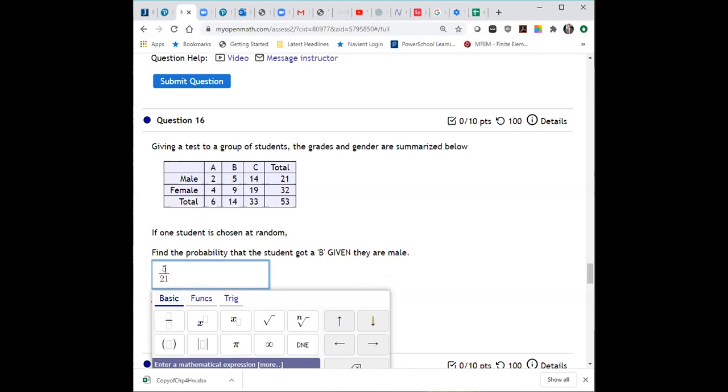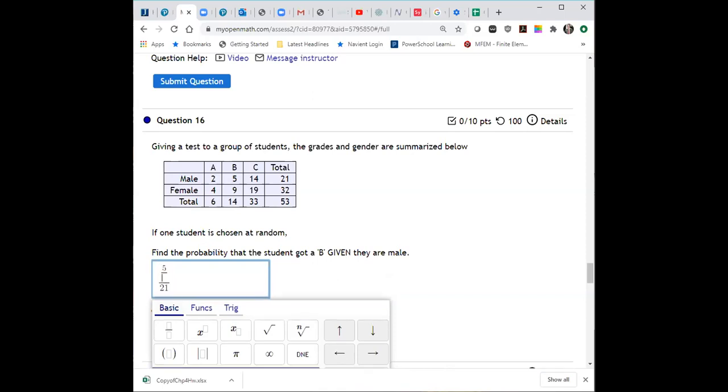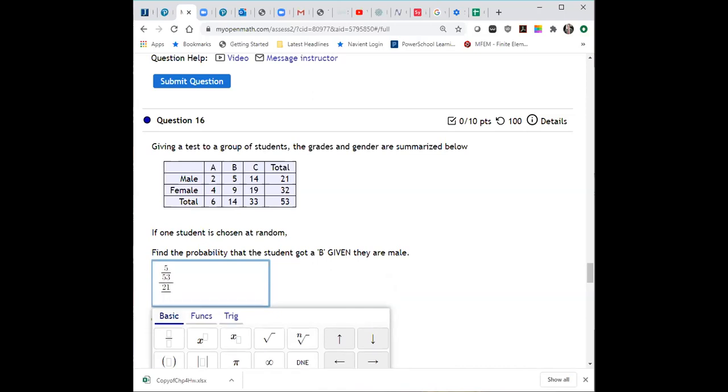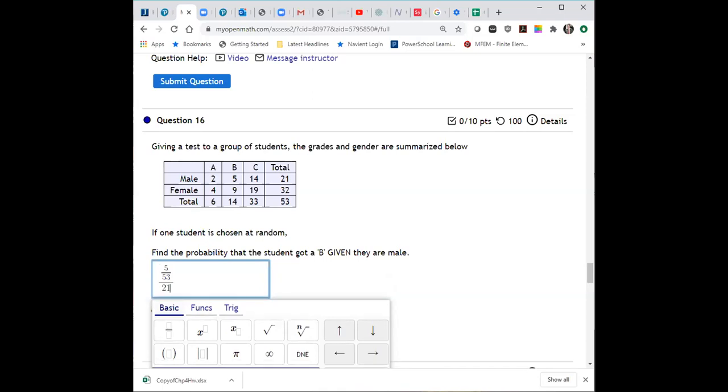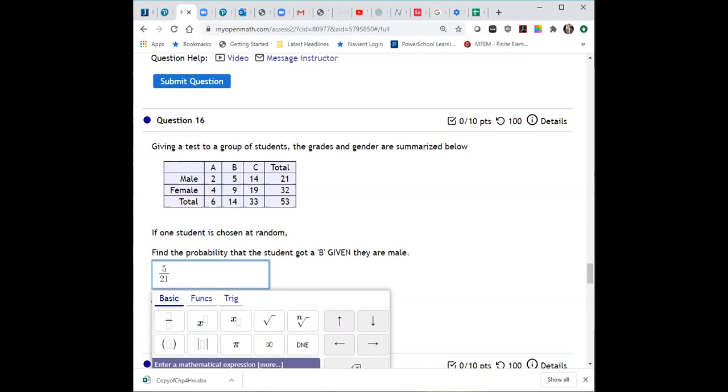Actually for this one you have it divided by 53, and this one divided by 53, but you can simplify it because you can cross out the 53 by 53. So the answer is 5 over 21, okay? So the probability of male and got B divided by the probability of male.